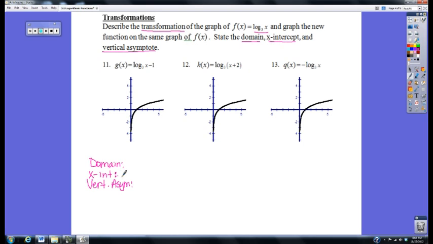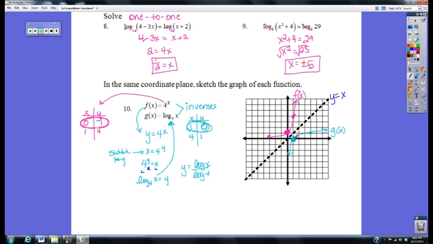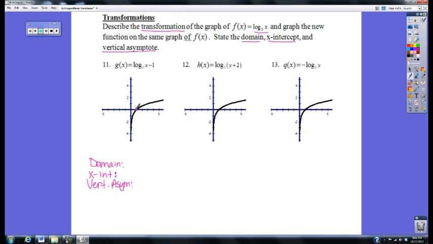X-intercept. Okay, and we're going to state that for everything. Now remember, back here on this example, what point did I say was very, very important for logarithmic graphs? I made it really fat. Right here, the point 1, 0 on all logarithmic graphs. So right here, 1, 0, 1, 0, 1, 0.